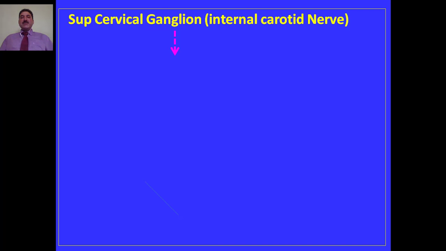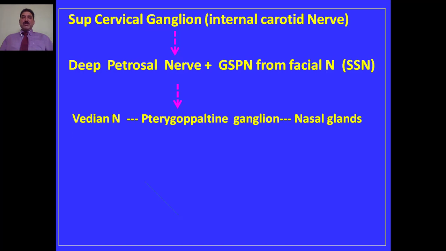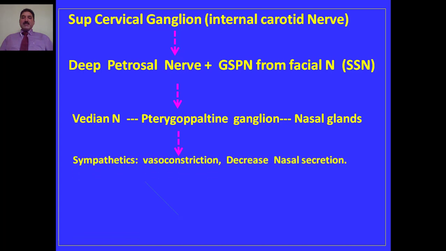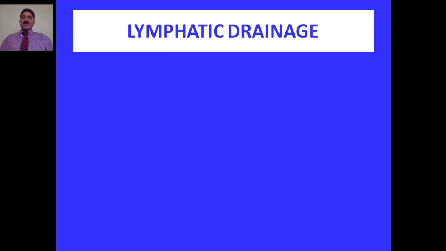In the diagrammatic representation, from the superior cervical ganglion we have the internal carotid nerve, which forms the deep petrosal nerve. The deep petrosal nerve joins the greater superficial petrosal nerve from the facial nerve, which carries parasympathetic fibers from the superior salivatory nucleus. The two join together to form the nerve of the pterygoid canal. The parasympathetic fibers of this nerve relay in the pterygopalatine ganglion and supply the nasal glands. Sympathetic fibers cause vasoconstriction; they decrease nasal secretions. Parasympathetic fibers cause opposite effects: vasodilatation and increase in nasal secretions.